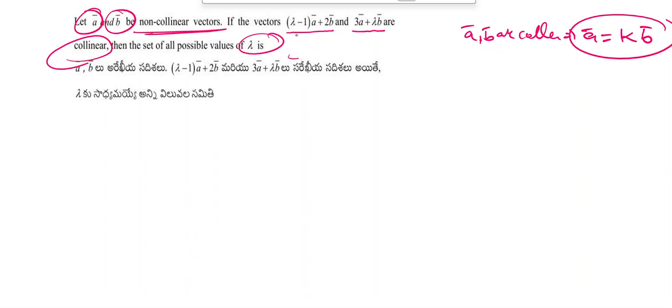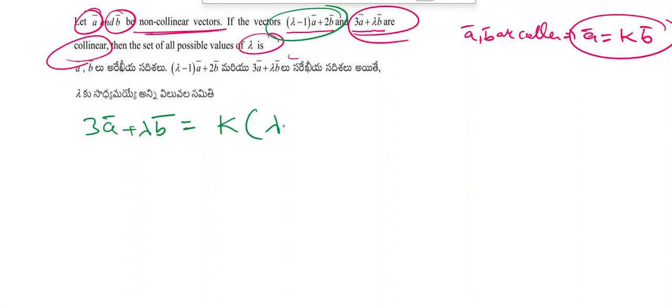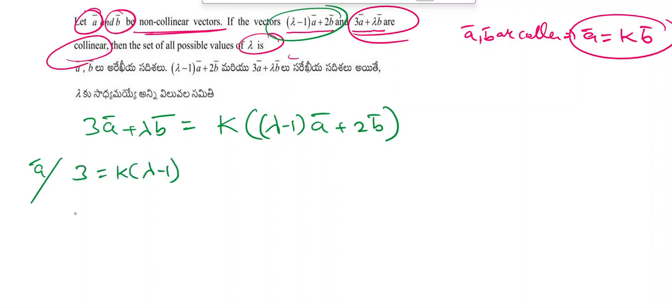Here two vectors are given. We take a bar as 3a plus lambda b bar and b bar as the other value. Applying that formula, a bar is equal to k b bar. That is 3a bar plus lambda b bar is equal to some constant k into lambda minus 1 into a bar plus 2b bar. Equating a bar coefficients on both sides, 3 is equal to k into lambda minus 1. Equating b bar coefficients on both sides, lambda is equal to 2k. From this, k is equal to lambda by 2.